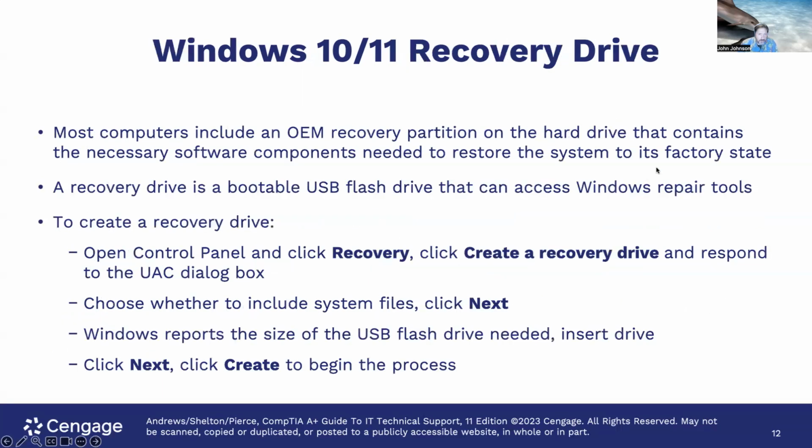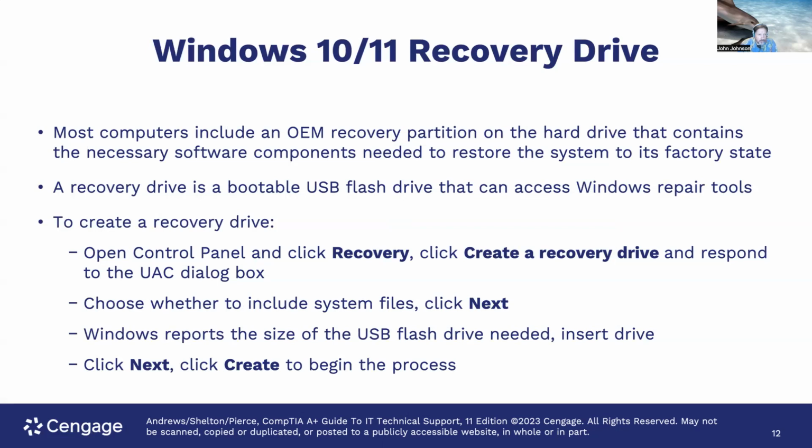So with the Windows 10, 11 recovery drive, most computers include an OEM recovery partition on the hard drive that contains the necessary software components needed to restore the system to its factory state. Those are really convenient. If you look in your disk partition utilities, you'll see that it's often a hidden partition. Sometimes you'll be able to see it as a separate drive, but you never want to overwrite it, because that's your OEM recovery partition, and that'll help get you back to factory default settings. It's not going to have all your updates and everything else on there. That's why you need to do your system restores or your backups every once in a while.